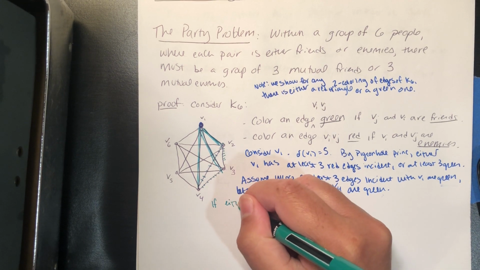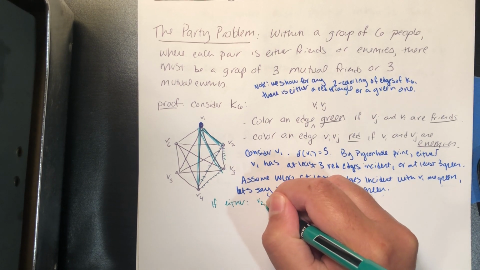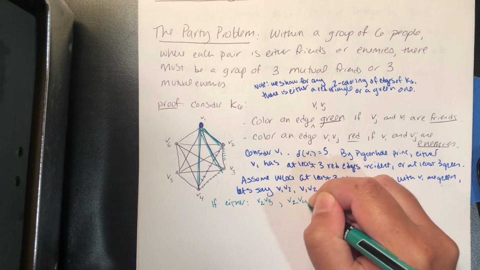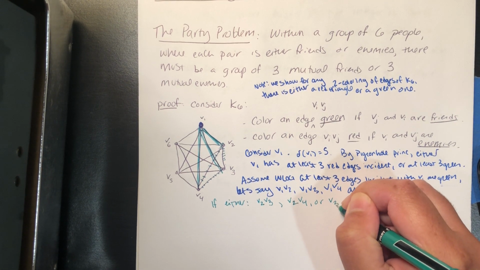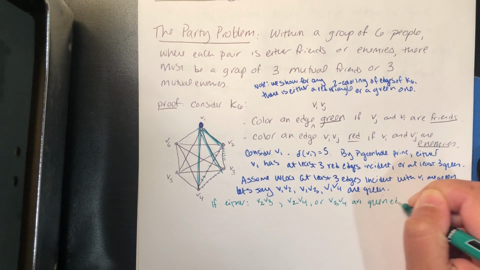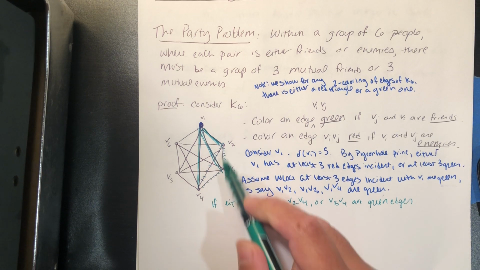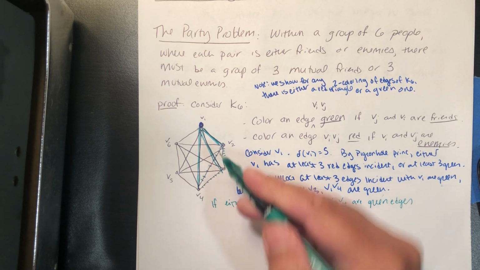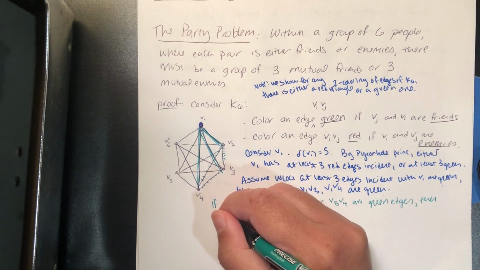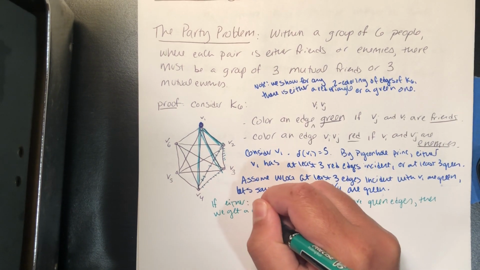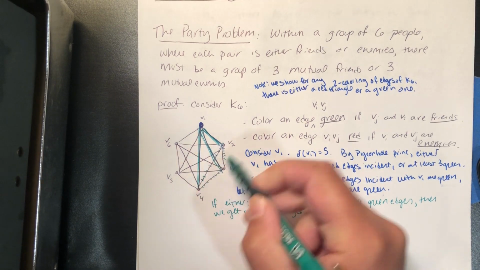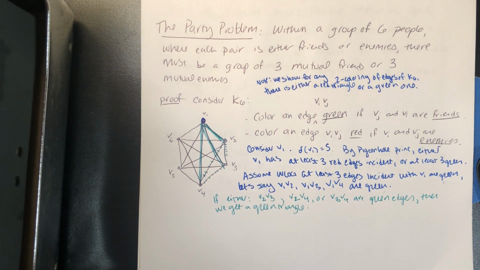if either V2, V3, V2, V4, or V3, V4 are green edges, right? If even just one of those relationships are friendships, then we will have a green triangle. And we're done, because that's what we're trying to show. We're trying to show that this graph has a green triangle in here somewhere.